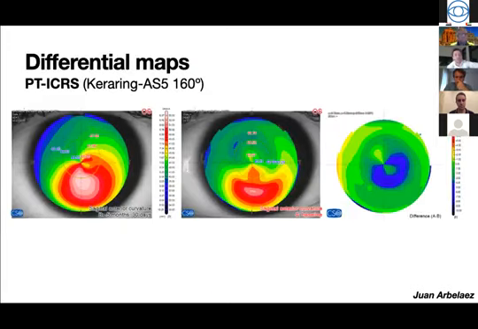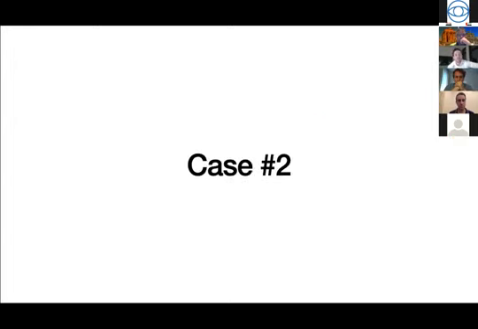And this is the differential map that I was mentioning to you. You can see the preoperative of this particular case and the postoperative map and see the progressive flattening effect. We notice that in this area we achieve a greater flattening than in the area closer to the superior temporal part.